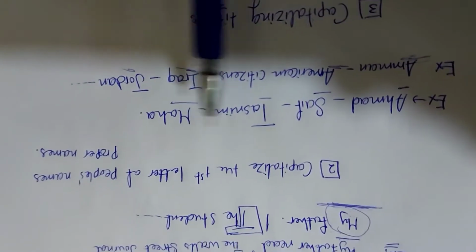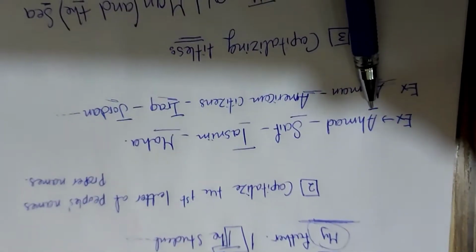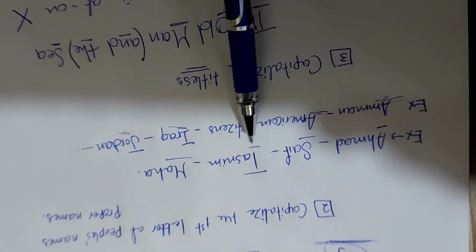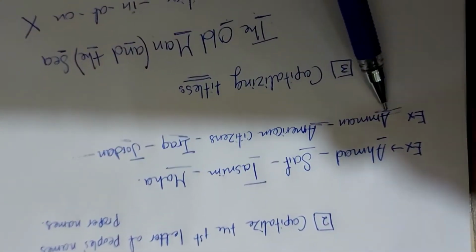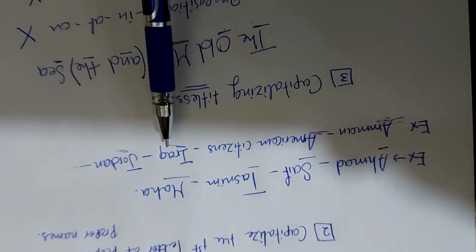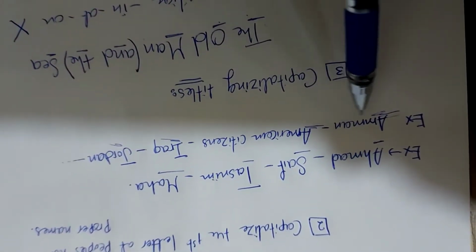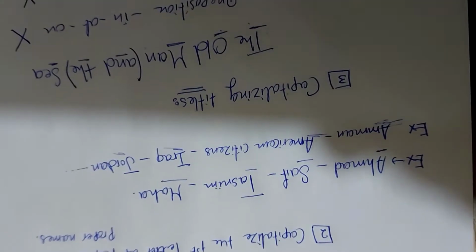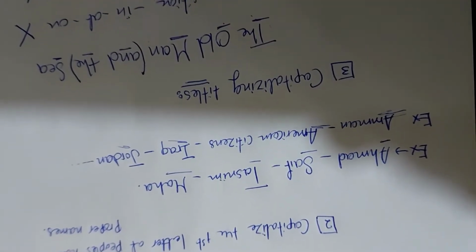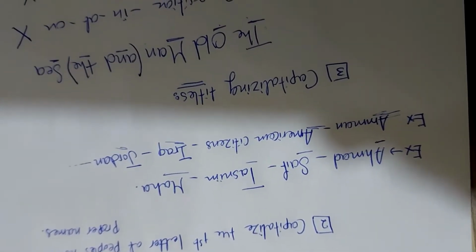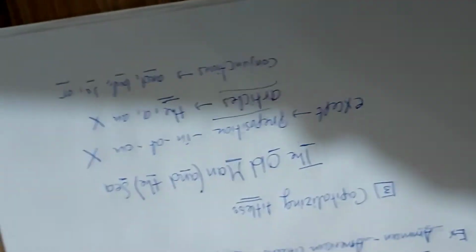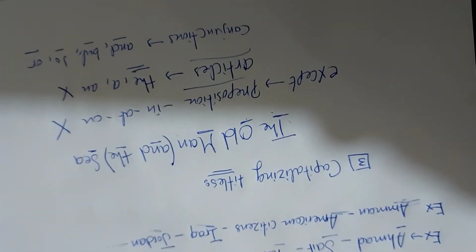Here I capitalize the A in Ahmad, the S in Saif, the T in Tasneem, the M in Maha, Amman, American citizens, Iraq, Jordan. As you see, all of them are capitalized since they are all proper and people names. Then number 3, we're moving to talk about capitalizing titles.